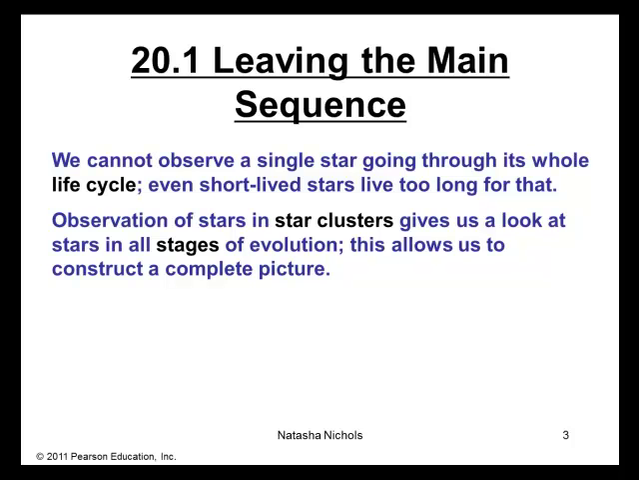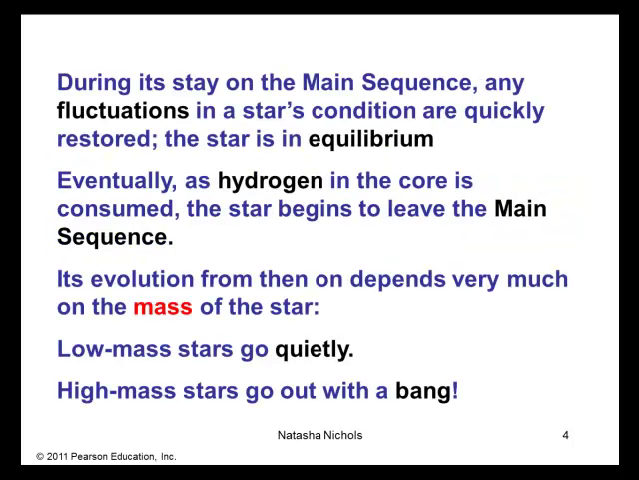Of course, we cannot observe a single star going through its whole life cycle, because the life cycle of a star is anywhere between millions to trillions of years, and we don't live that long to make those observations. So how do we get around that? We make observations of stars in star clusters. This is a very powerful tool because it helps us construct a complete picture of all the stages of a star's evolution.